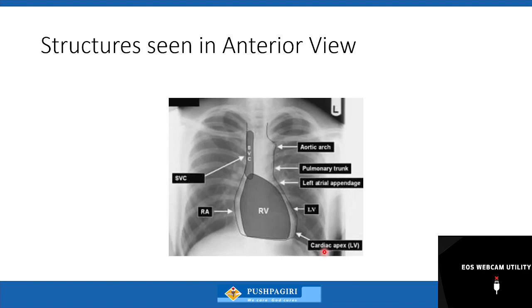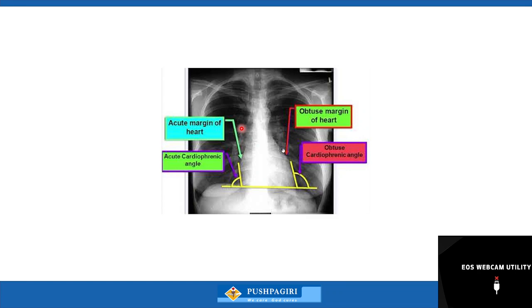Another concept is looking at the acute margin of the heart and the obtuse margin of the heart. The right margin is called the acute margin because it creates an acute cardiophrenic angle with the diaphragm, whereas the left is called the obtuse margin of the heart because it creates an obtuse cardiophrenic angle with the diaphragm.